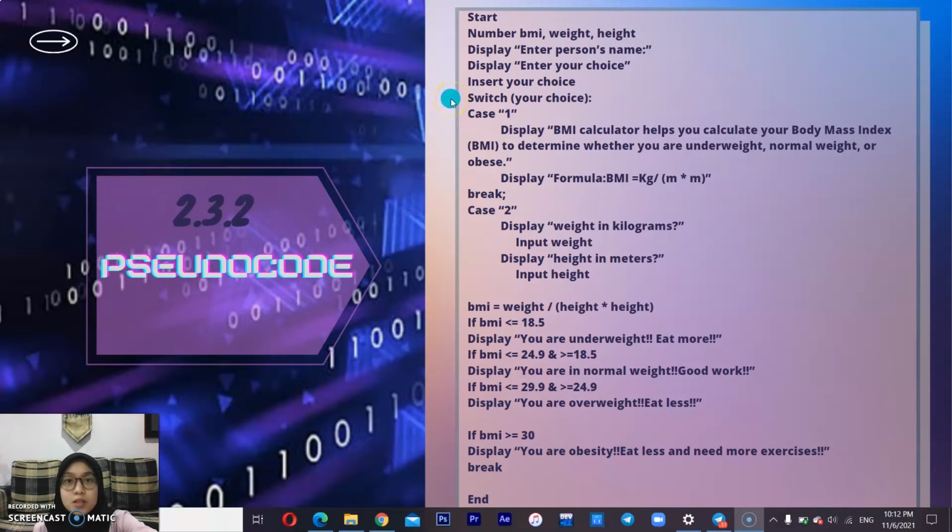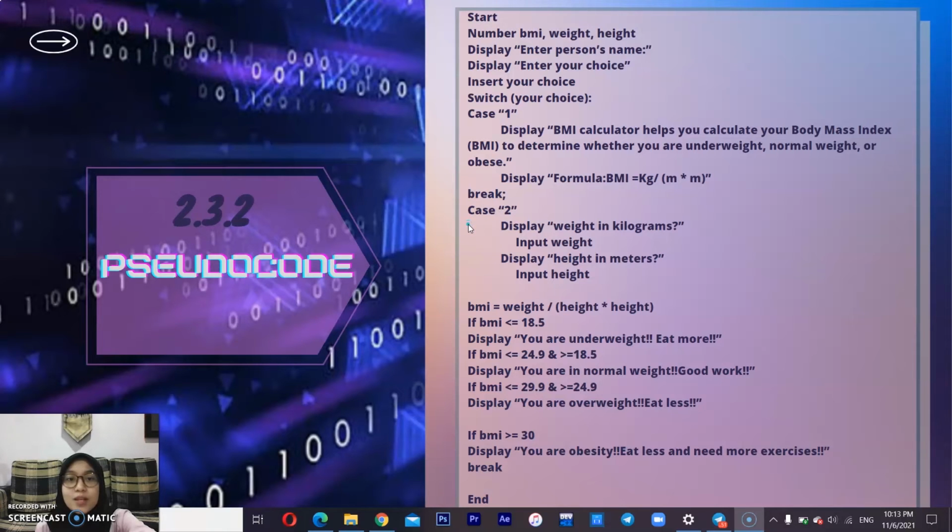For the choice we have two cases, case 1 and case 2, so we need to put switch your choice. For case 1, we need to display BMI calculator, helps you calculate your body mass index, which is BMI, to determine whether you are underweight, normal weight, or obese. And then we display the formula BMI, kg over m multiplied by m, and then we put break.